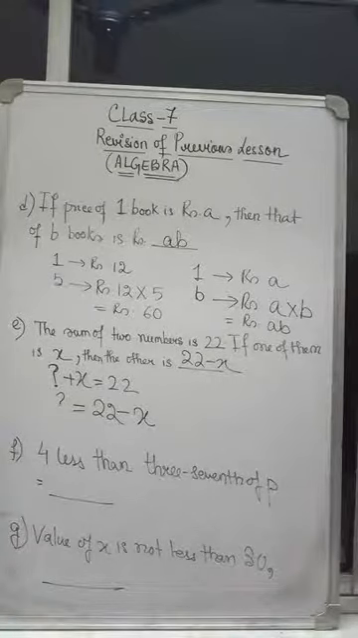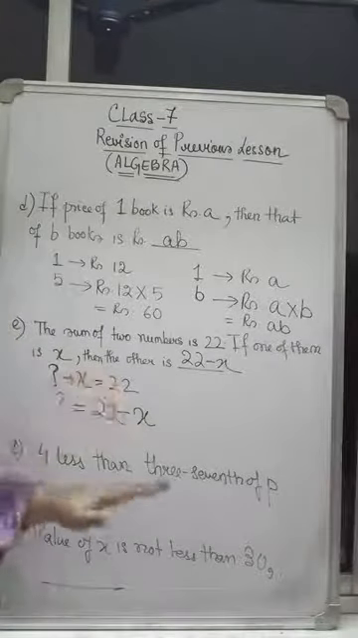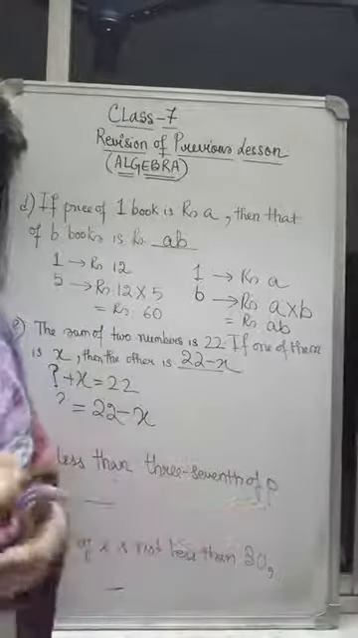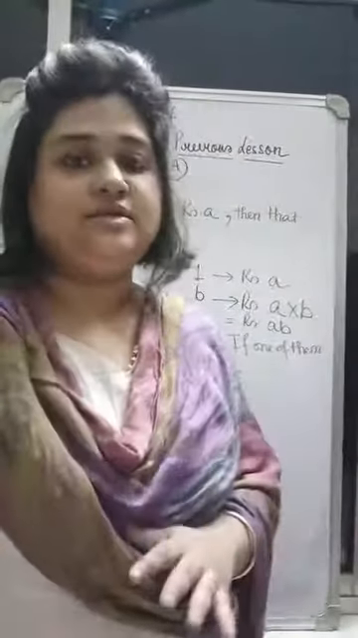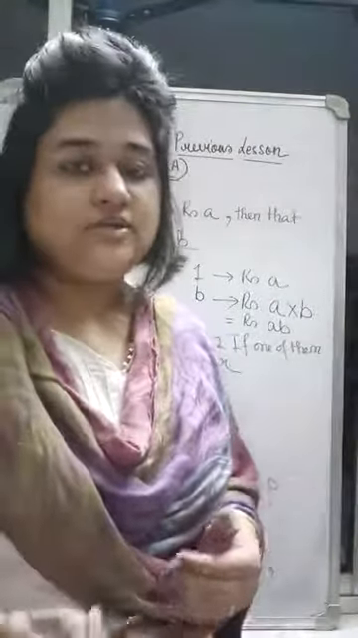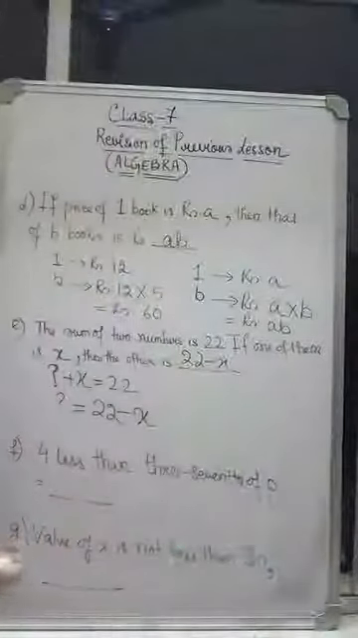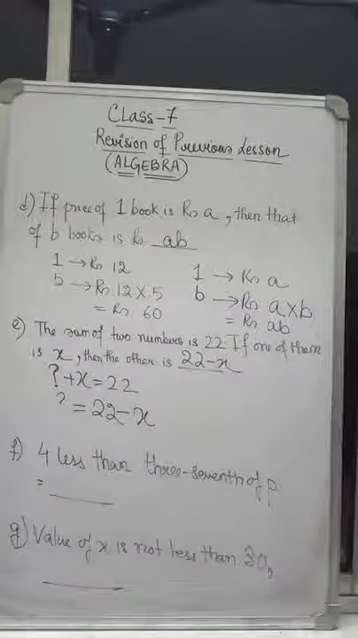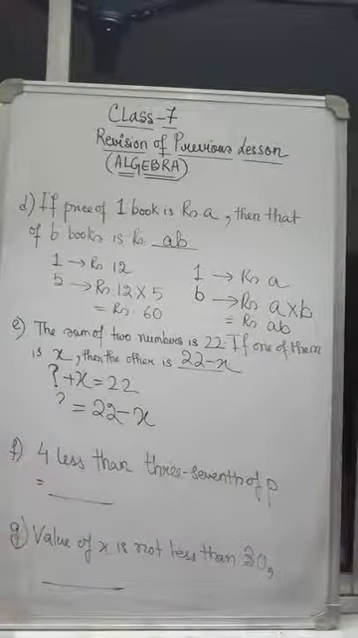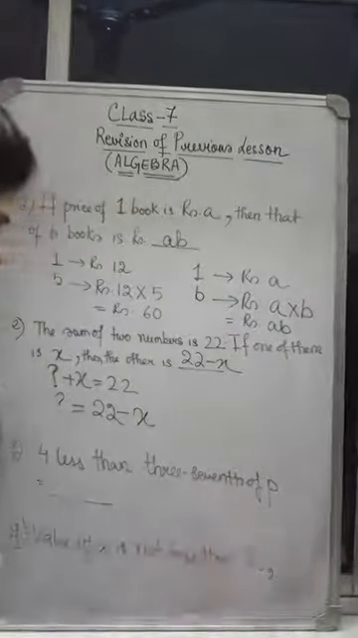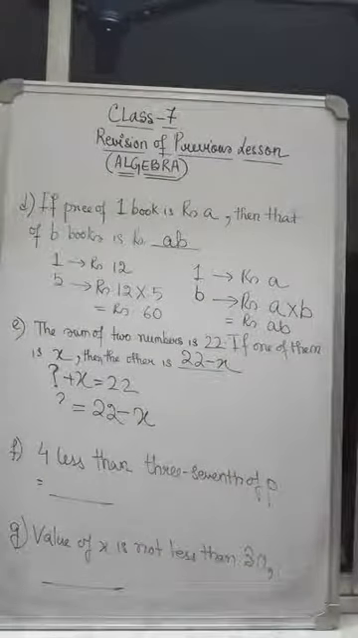Next, 4 less than 3/7 of P. You all have done conversion from word form to algebraic expression. Same thing here also, the word form or sentence form is given. You have to understand and convert it into algebraic expression. 4 less than means 4 has to be subtracted. From where? 3/7 of P. Now how do you write 3/7 of P?